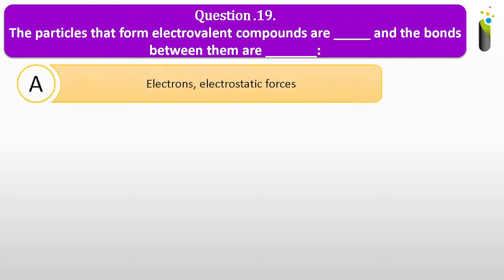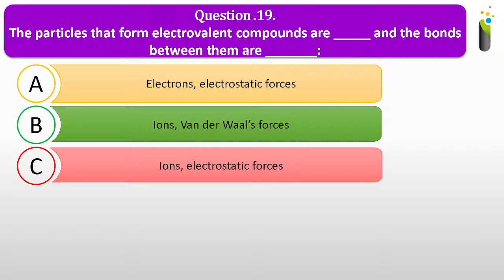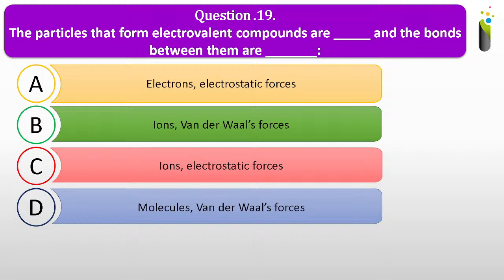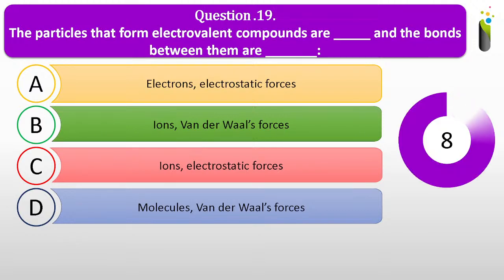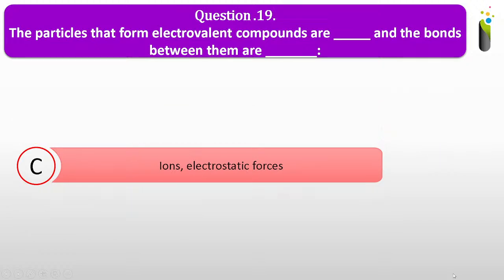A. Electrons and electrostatic forces. B. Ions and van der Waals forces. C. Ions and electrostatic forces. D. Molecules and van der Waals forces. So the particles that form electrovalent compounds are ions and the bonds between them are the electrostatic forces.